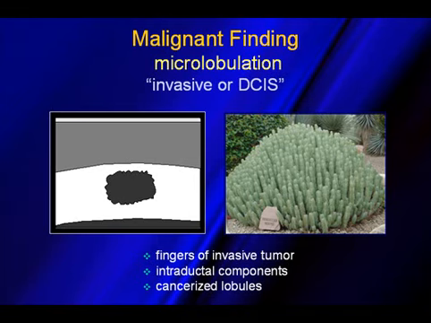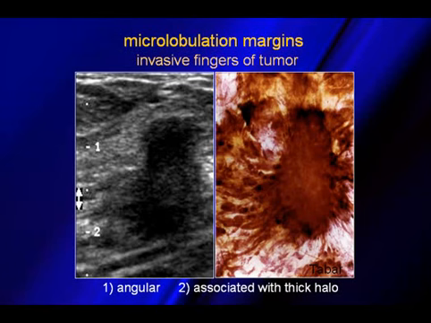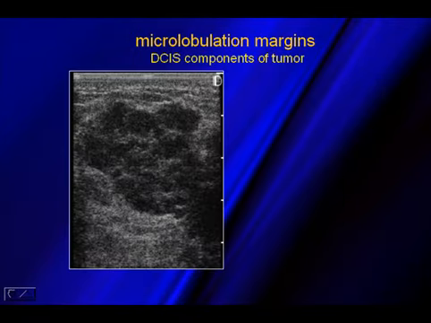Our next feature that we're going to look for is microlobulation. That can go along with either invasion or DCIS. Different ways that it can present. You can have fingers of invasive tumor. We can have intraductal components or actual cancerization of the lobules. If we look at the invasive fingers of tumor, sort of an angular appearance also associated with the thick echogenic halo, you can see right through here we've got those areas, and very similar to what we would call spiculation within that, but those are the fingers of invasive tumor that we'll see with microlobulation.